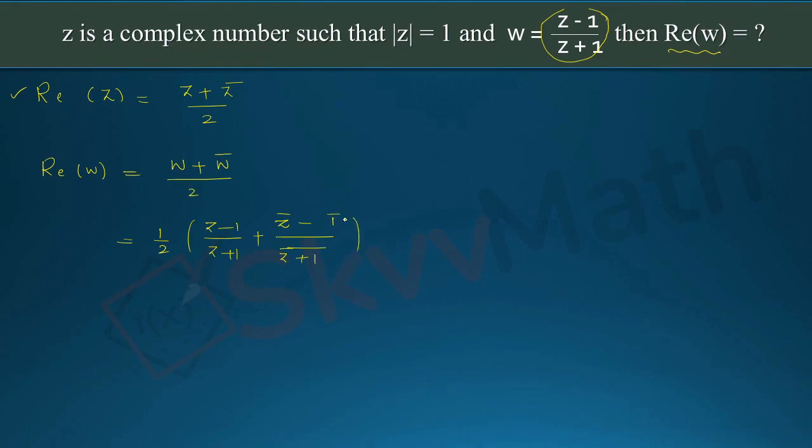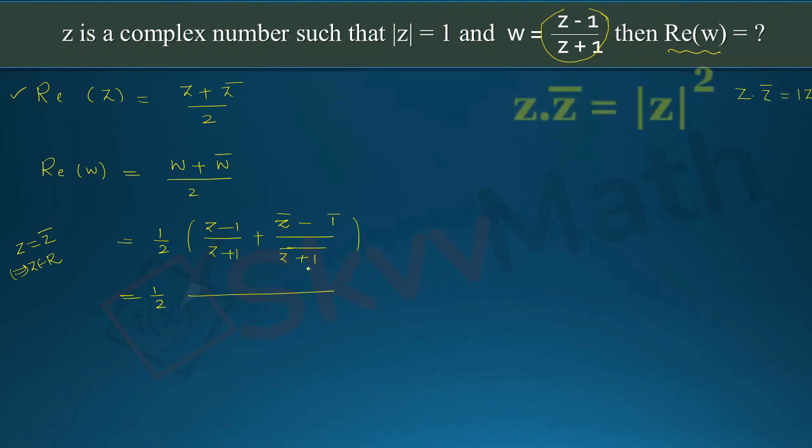Now you see 1 bar is a conjugate of a real number, because 1 is a real number, and conjugate of a real number is itself. That is what we have: z is equal to z bar if and only if z is real. If there is a real number, its conjugate is itself. So that I am going to use now. Half, after that I'll take LCM (z + 1) into (z + 1 bar). And one more formula you have is z into z bar is equal to mod z whole square. So here we have z + 1 and here we have z + 1 bar. So (z + 1) into (z + 1 bar) is modulus of (z + 1) whole square.